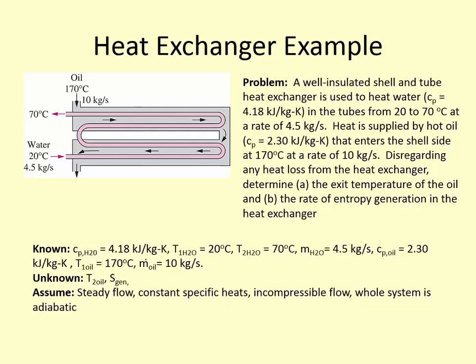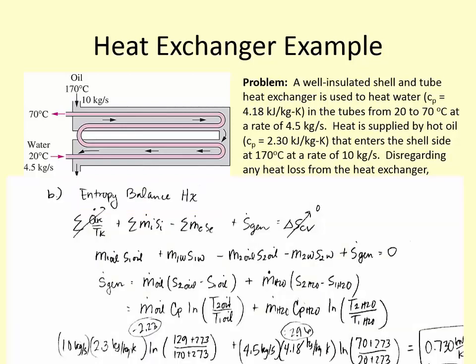So then we look at the entropy balance on the heat exchanger itself. Okay, so the entire thing. So we've done 3 different systems, right? We looked at the water, we looked at the oil, now we're looking at the entire thing. So the entropy balance is the sum of the Q sub k over T sub k plus the sum of m dot in, s in, minus sum of m dot out, s out, plus S dot gen is equal to dS/dt.